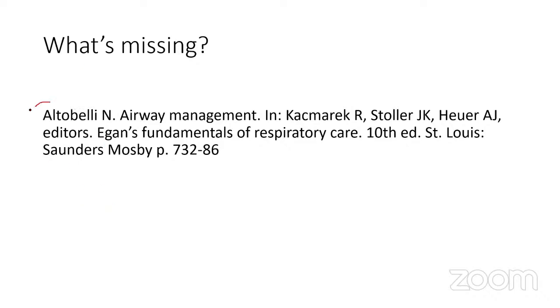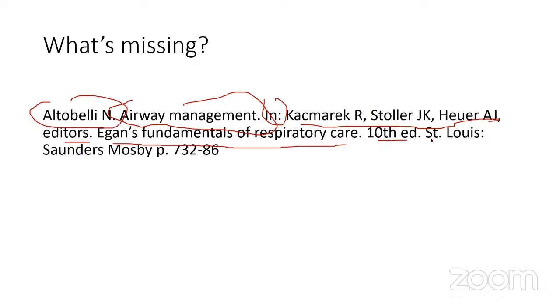So this is a chapter in textbook. So it starts off with the author of the chapter, the title of the chapter, followed by the editors of the book, followed by the name of the book, the edition relevant, followed by the place of publication, the publisher. Is something missing? Yes, the chapter, we don't put the chapter number, we put the name of the chapter. That is this thing. So the airway management is the chapter. So author is Alto Billy, chapter is airway management. These are the editors, Emerick, Stoller, Hewer, etc. That's why it's put as editors. And then the name of the textbook itself, which is Egan's Fundamentals of Respiratory Care, edition, place of publication, publisher.